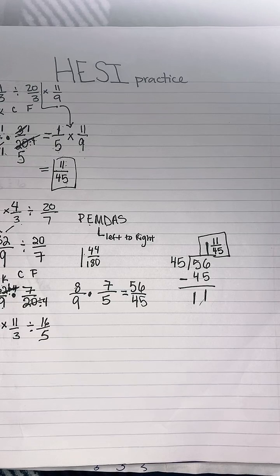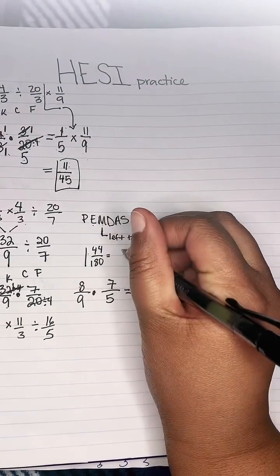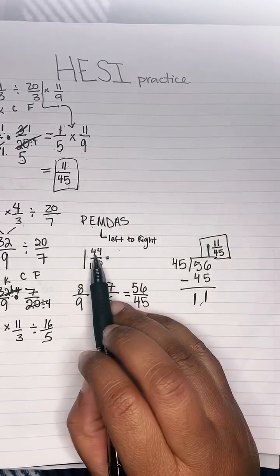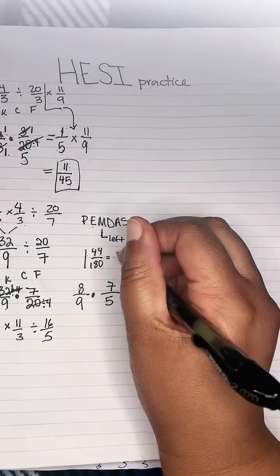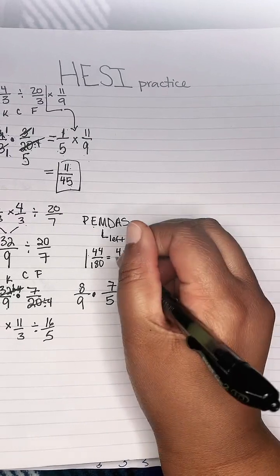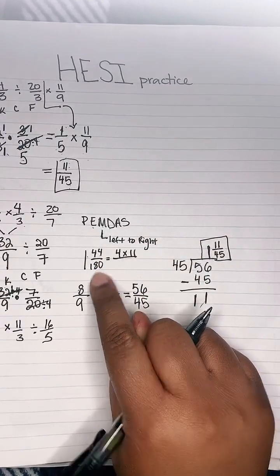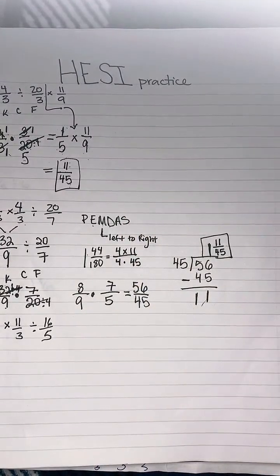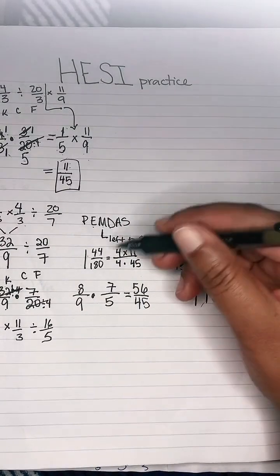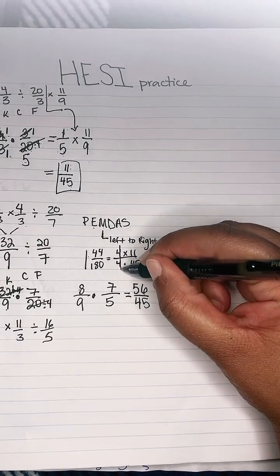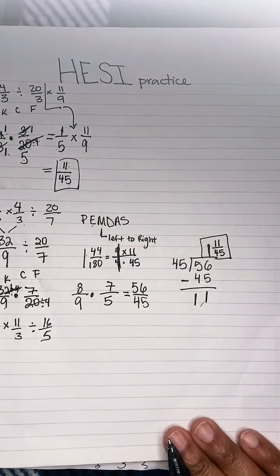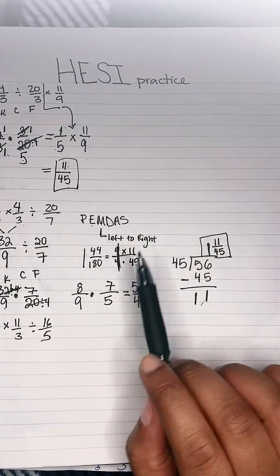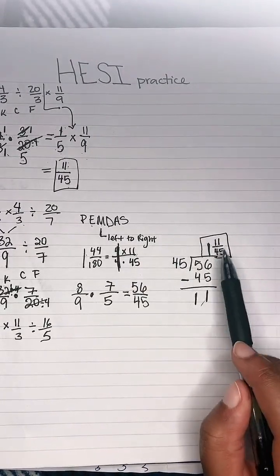Ooh, Mr. Nolan said 11 times 4 and 45 times 4. I love it. I absolutely love it. So Mr. Nolan said, what times what gives us 44? Well, 4 times 11. And what times what gets us 180? 4 times 45 gets us 180. So what we're doing is we're canceling out these 4s, and we're left with 11 over 45.